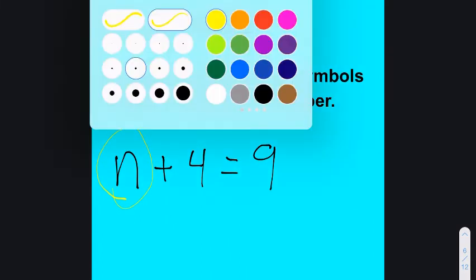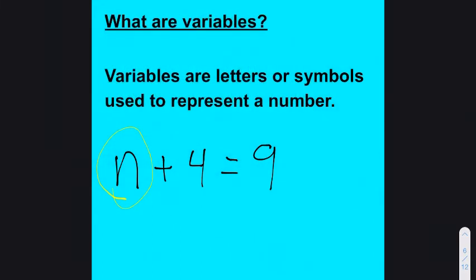Let's try another one. Let's go z minus 2 equals 7. What is the variable in this equation? Well, 2 is a number, 7 is a number, z is a letter. So z is our variable.